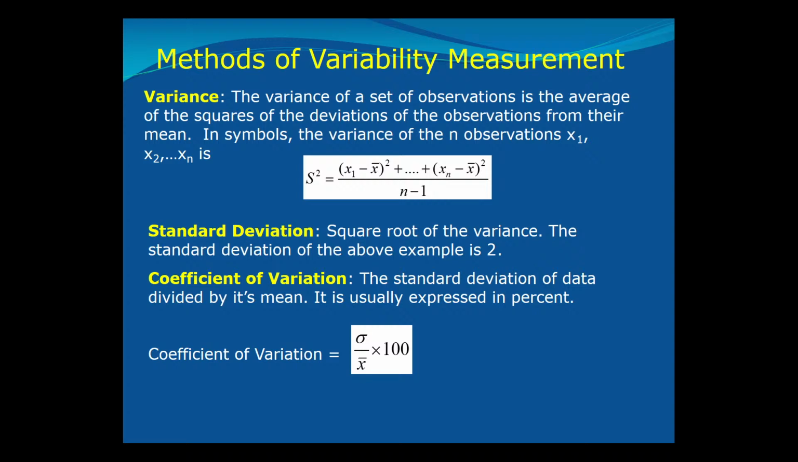Standard deviation, one more important statistic. It is the square root of the variance. The standard deviation of the above example is 2. Coefficient of variation: the standard deviation of the data divided by its mean. It is usually expressed in percent, and the formula is shown on this slide.